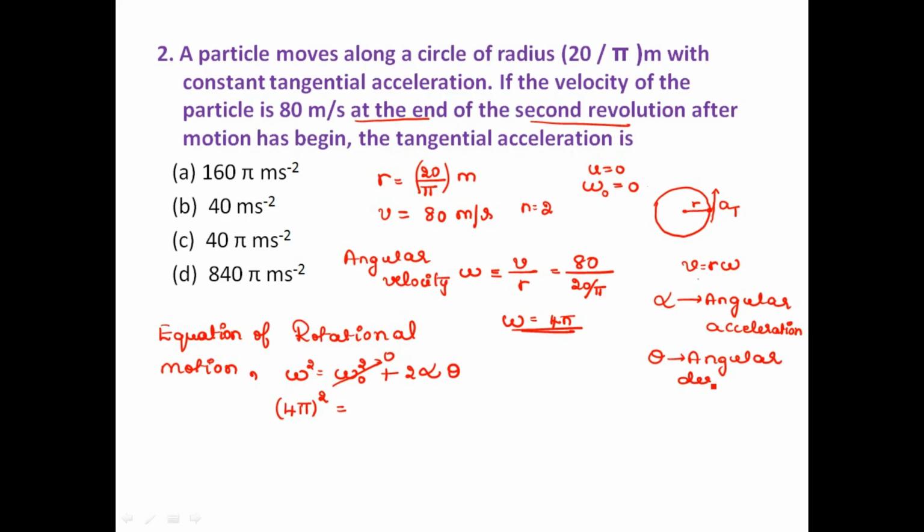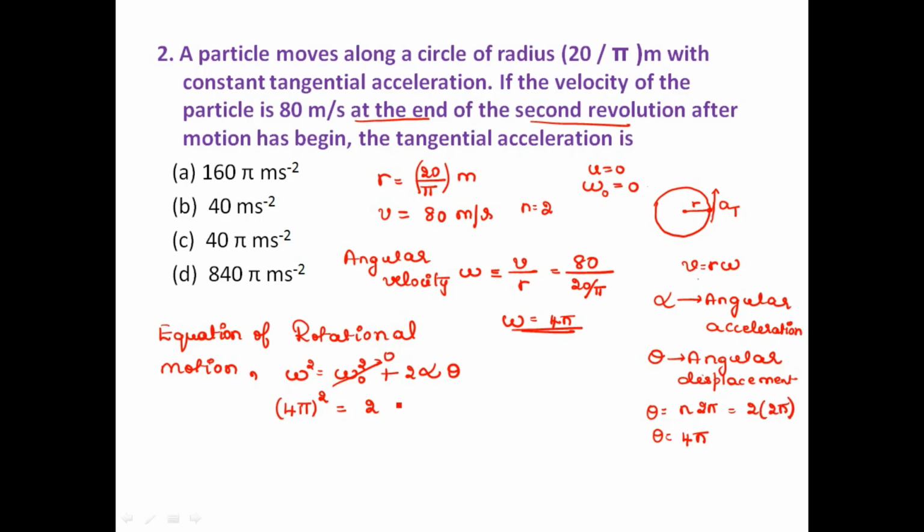Angular displacement. That means the value of theta for one full circle will be 2 pi. How many revolutions did it take? It has taken 2 revolutions, which means theta is equal to n into 2 pi, since 2 pi is for one revolution, which is 360 degrees. I'll get theta is equal to 4 pi, right? 2 into 2 pi will be 4 pi.